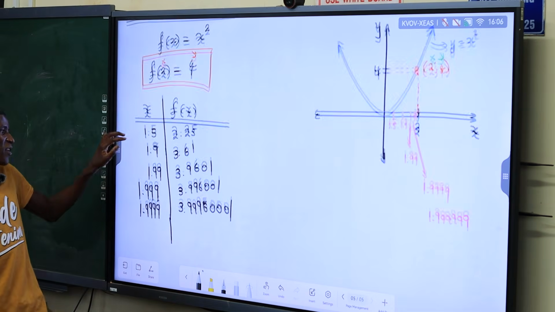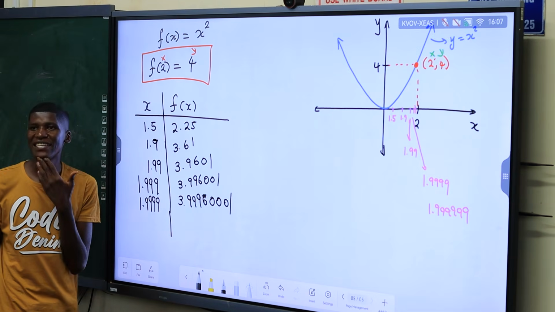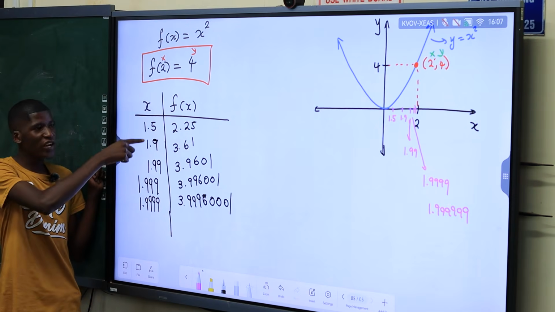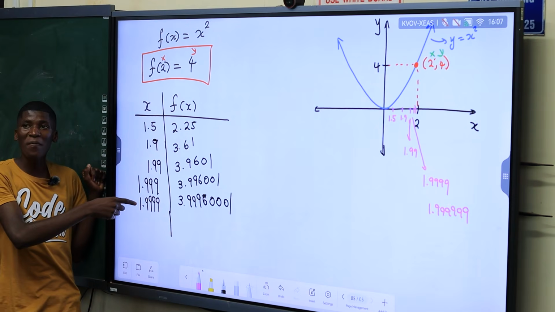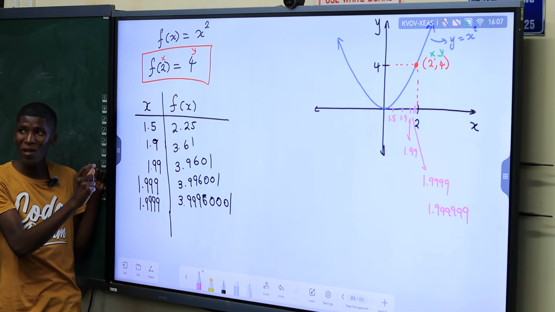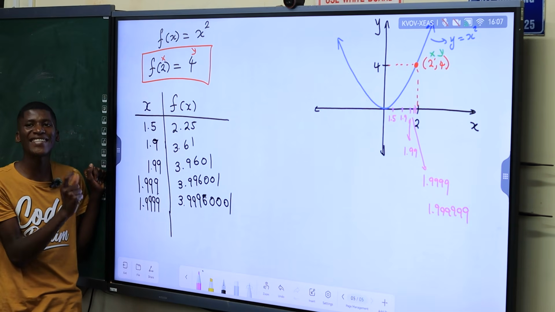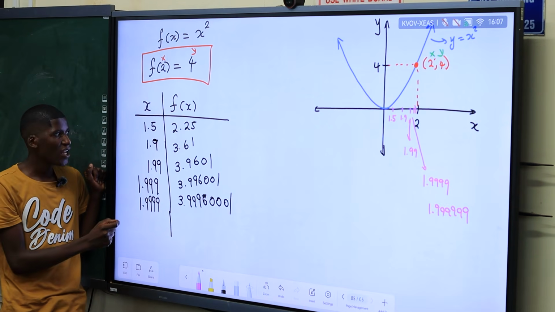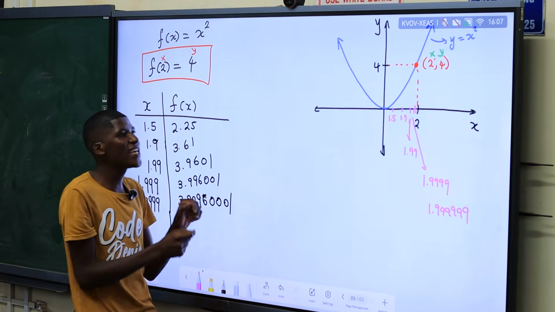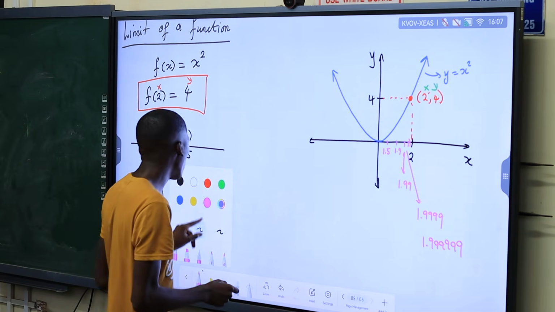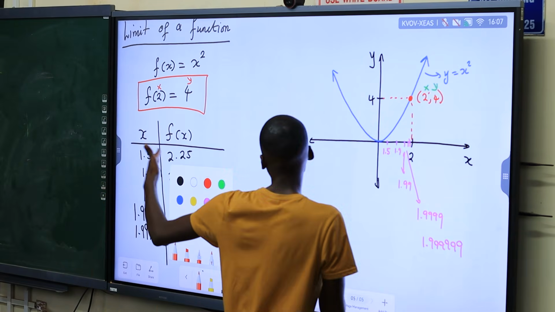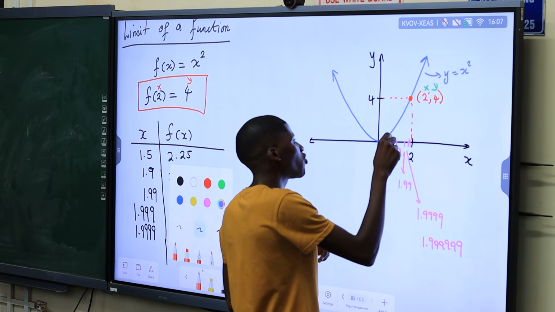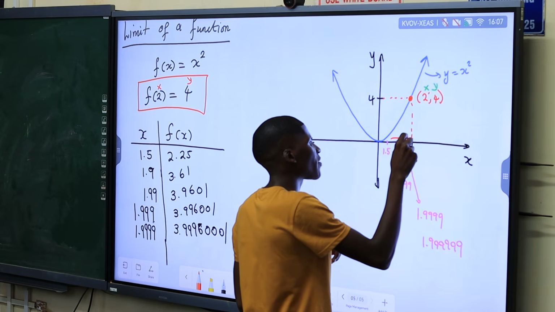Okay, I think these values are enough for us to observe the pattern. Look, on these x values, we were approaching x equals 2, but we are not actually exactly at x equals 2. We started at 1.5. You see here we are approaching 2, and we are approaching 2 from what? From the left, starting from 1.5.